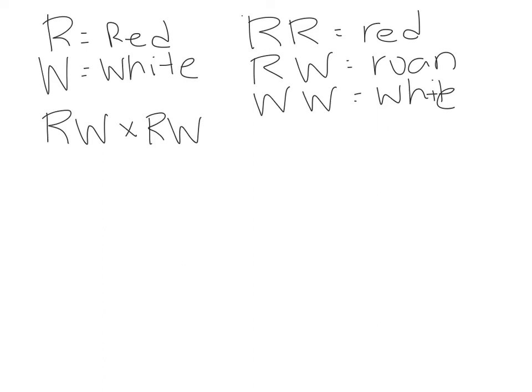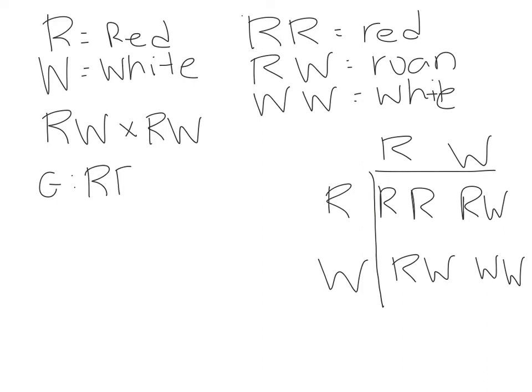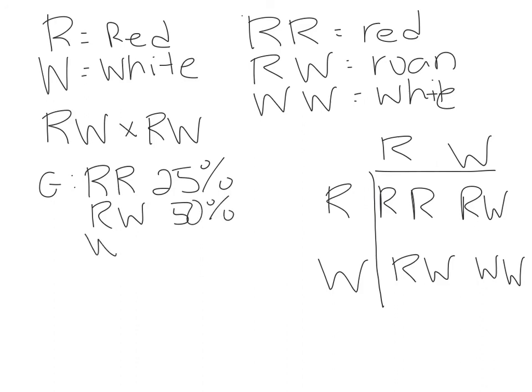All right, so I'll do the Punnett square over here again. RW, one parent's alleles on the top, the other parent's alleles here. RR is a possibility, RW is a possibility, RW is a possibility, and WW is a possibility. So when we look at the genotypic and phenotypic ratios, genotypes, again, write down the different genotypes that you see. RR is 25%, RW is 50%, and WW is 25%.